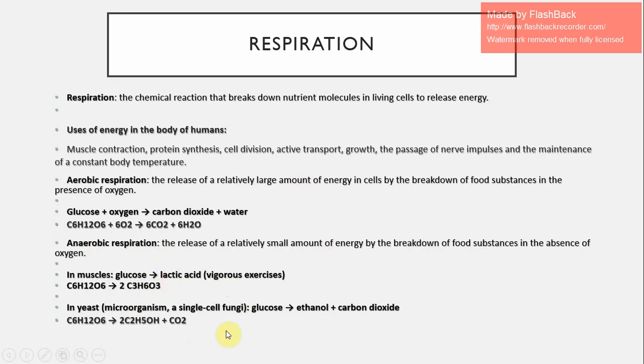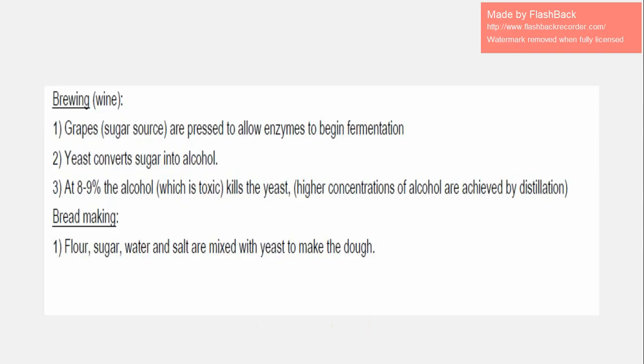Here in yeast, glucose also is broken down without oxygen. Ethanol is produced and carbon dioxide. Now let's talk about how yeast is used in industries. First of all, yeast is used in brewing or making wine and in bread making.